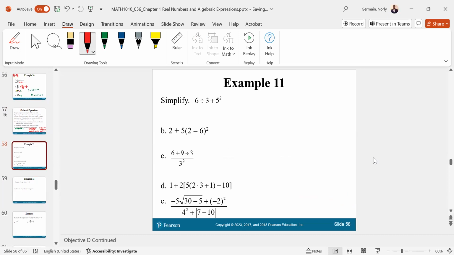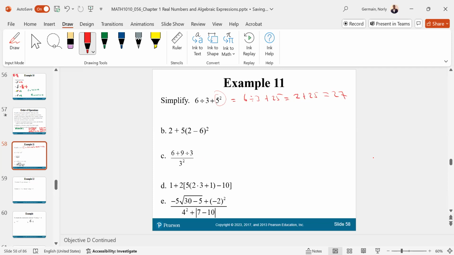We're gonna go over these few examples. First of all, we see an exponent. We must do the exponent first. So we're gonna do 6 divided by 3 plus 2 to the 5. Now we're not gonna do 3 plus 25 because there is a division. 6 divided by 3 is 2. 2 plus 25 is 27. I think we can look at it this way.